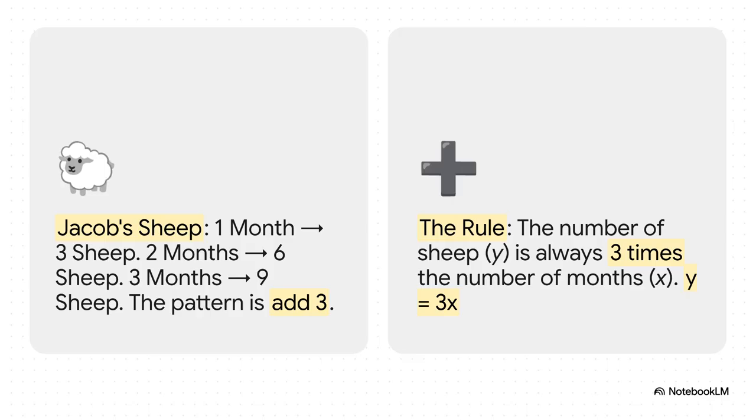Let's do one more, just to hammer it home. Jacob earns 3 sheep each month. Month 1, he's got 3 sheep. Month 2, 6 sheep. You see it already, don't you? The number of sheep, Y, is always 3 times the number of months, X. The equation is Y equals 3X. The toolkit just works. Every time.